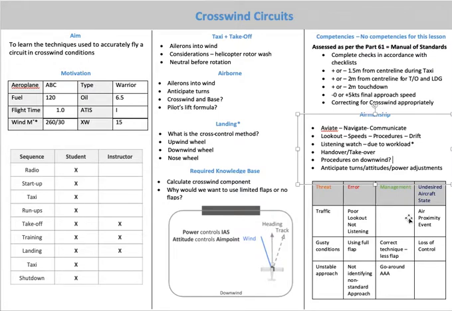In the circuit area, we've got the threat of traffic. The error would be poor lookout or not listening to traffic, and the undesired aircraft state is air proximity. So make sure you have a good lookout and you're listening to the tower.